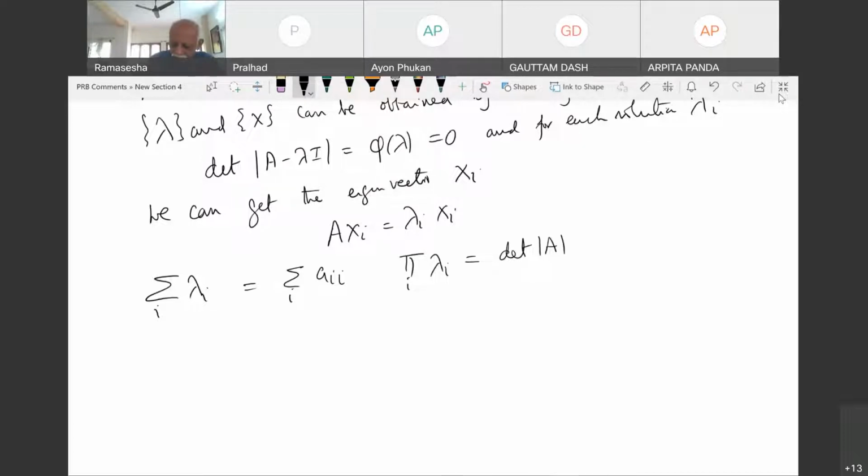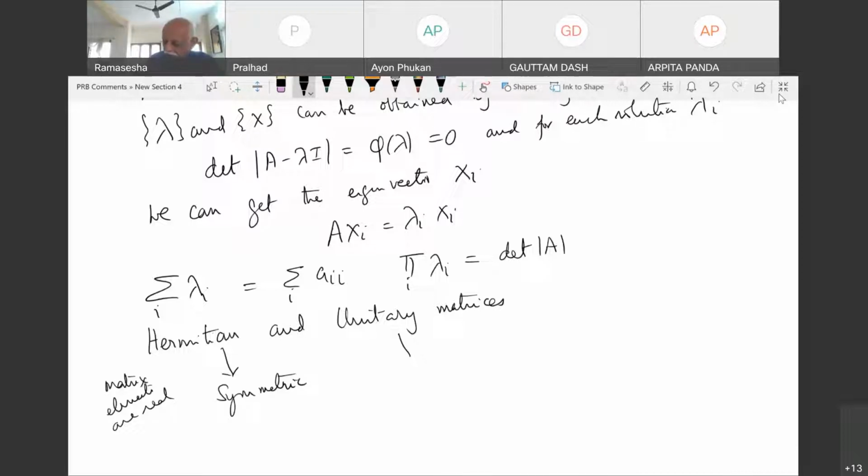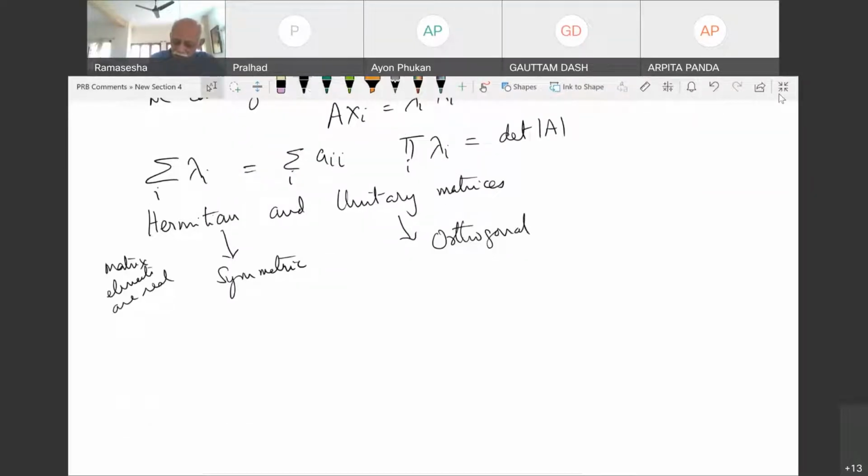and unitary matrices. When all the matrix elements are real, Hermitian becomes a symmetric matrix, and unitary matrix becomes what is called an orthogonal matrix. So these are just the names for these two things. And I also showed that the Hermitian matrix has real eigenvalues.